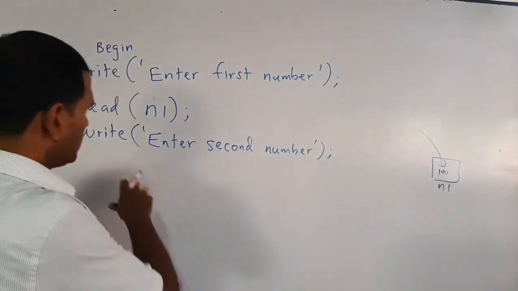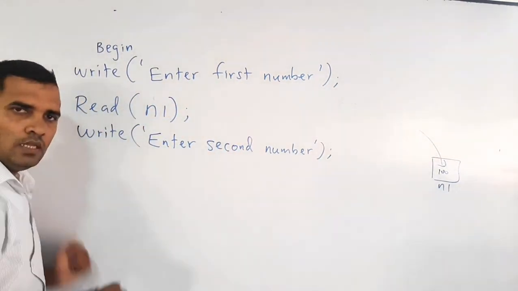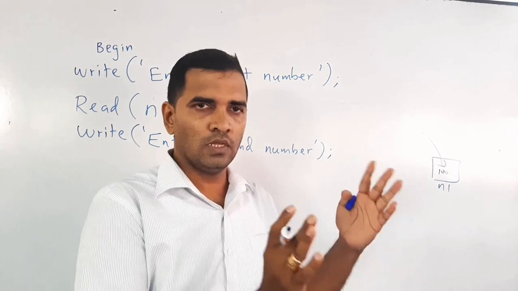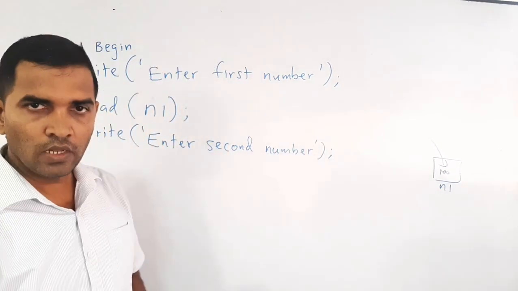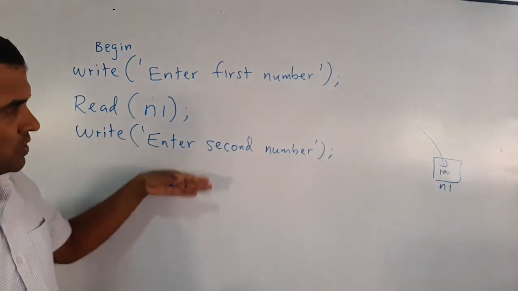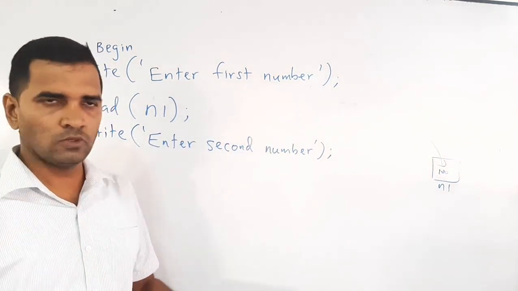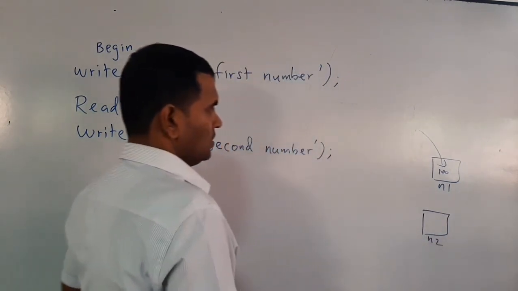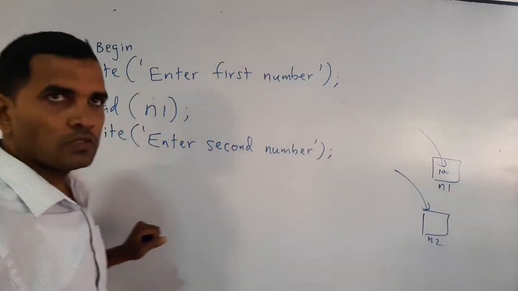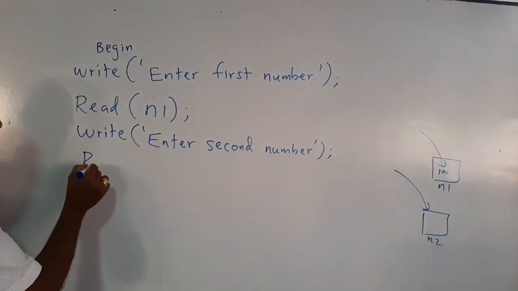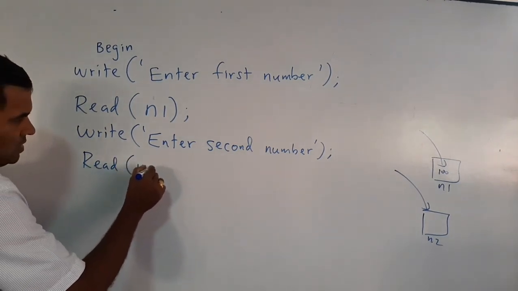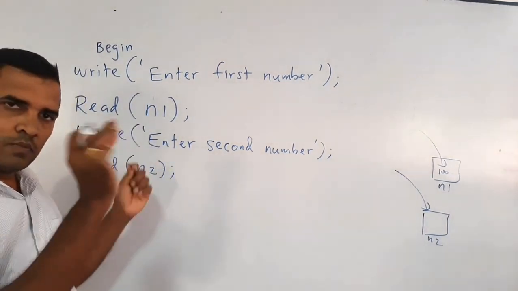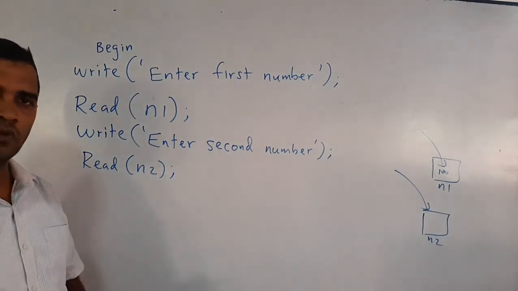So now I must tell my computer to store that number in another box, because in one box we cannot store many numbers. So I have to tell my computer to store that particular number in another box. As if I am going to tell my computer to store in N2. So N2 is another box. This is N2. There we will store another number. So this must be read N2. Read N2. So in N2, that particular number is stored.